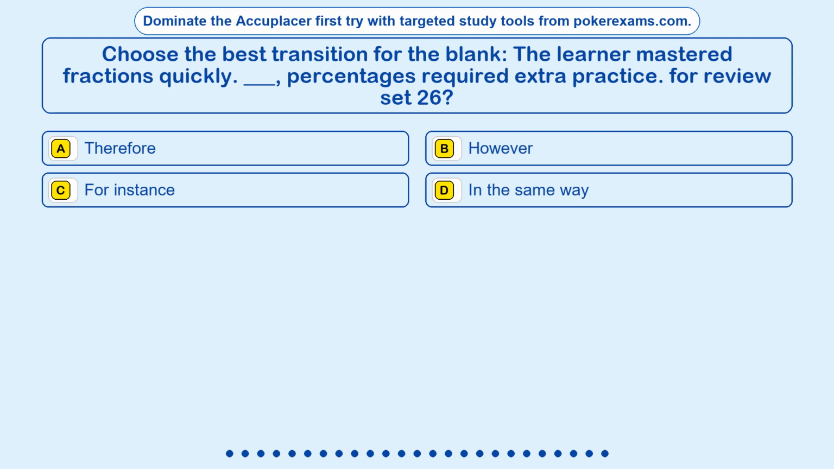Question 21. Choose the best transition for the blank. The learner mastered fractions quickly. Blank, percentages required extra practice. For review set 26. Option A. Therefore. Option B. However. Option C. For instance. Option D. In the same way.